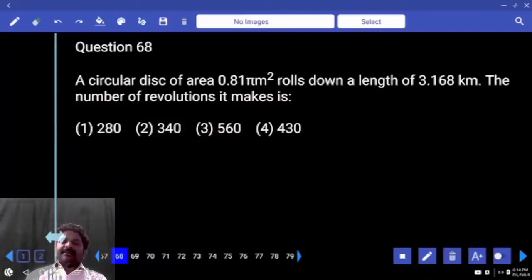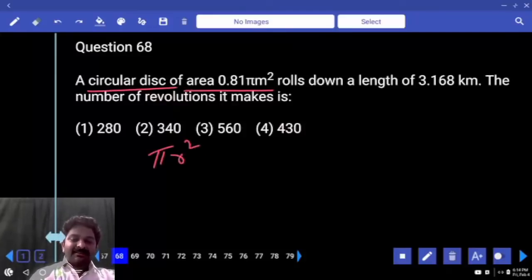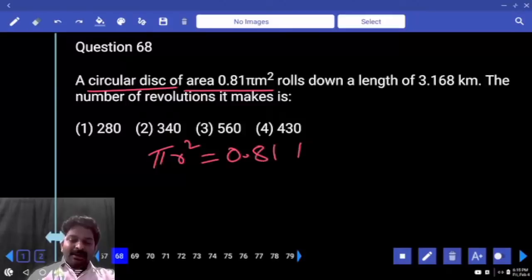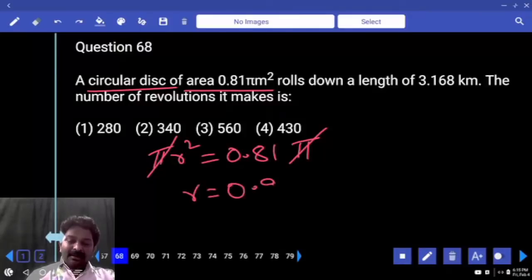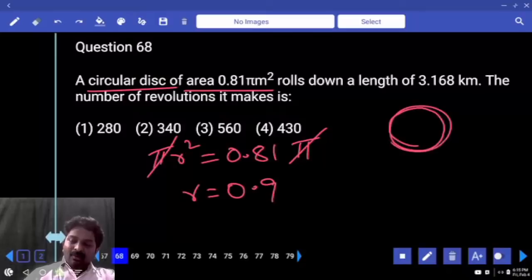Next, a circular disc of area 0.81 pi square meters rolls down a length of 3.168 km. The number of revolutions it makes? Circular disc area is pi r square, which is equal to 0.81 into pi. Pi gets cancelled. R square is equal to 0.81, then r is equal to 0.9. Correct. Now for one revolution, what is the distance a circle can cover?